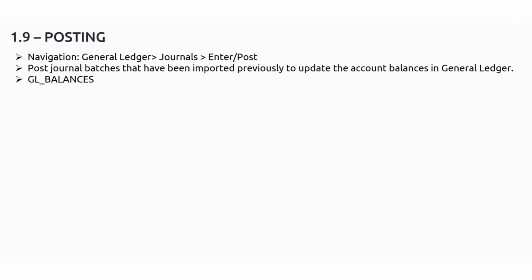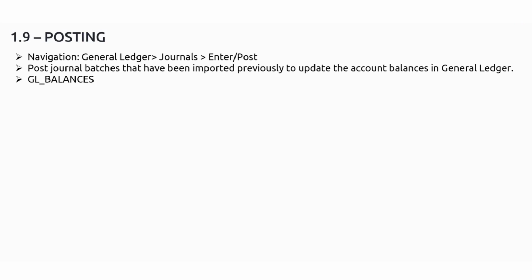The next step is posting, which is basically posting the data, that this is the account which got debited with this amount, and which got credited with this amount. So it is posting all your transactions into the final balances. And this is the table which will be impacted because of that, which is GL balances.